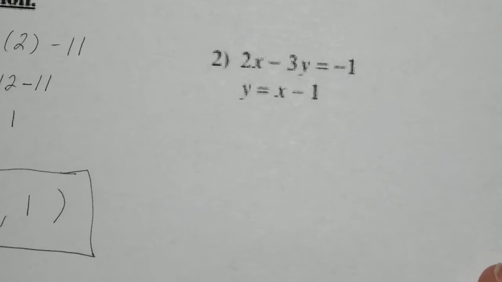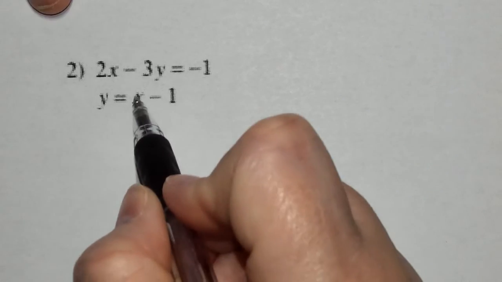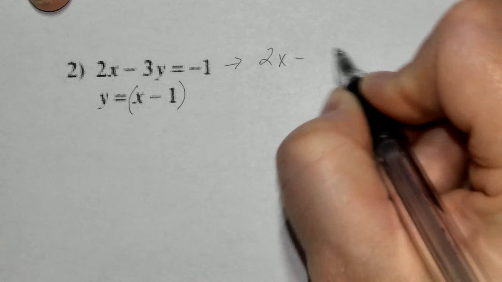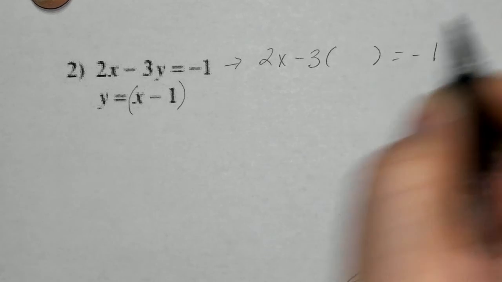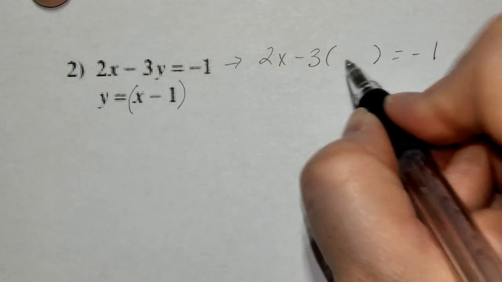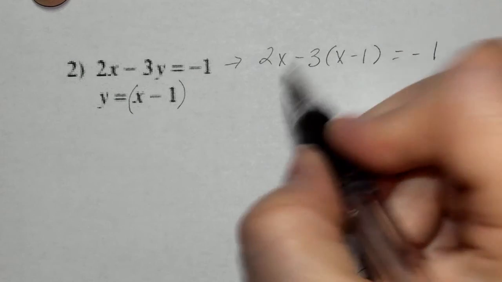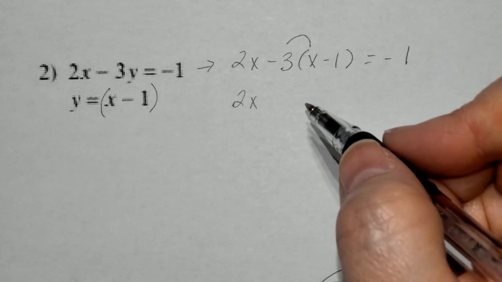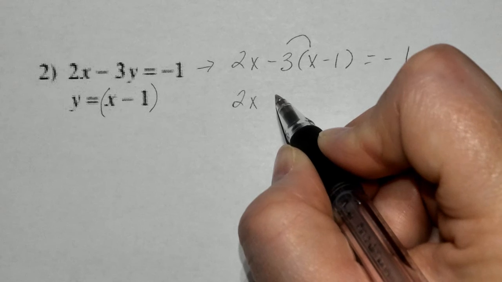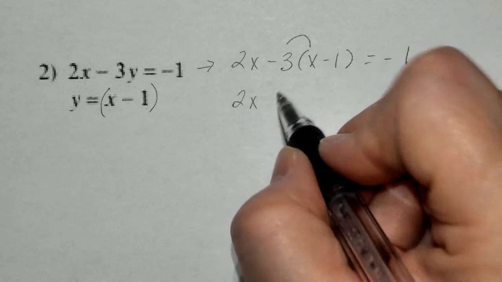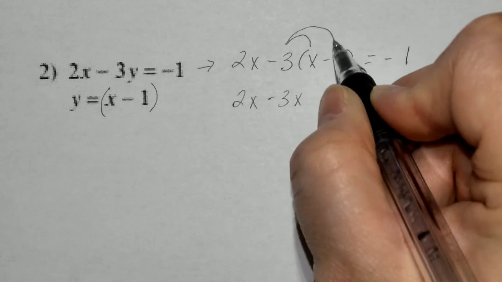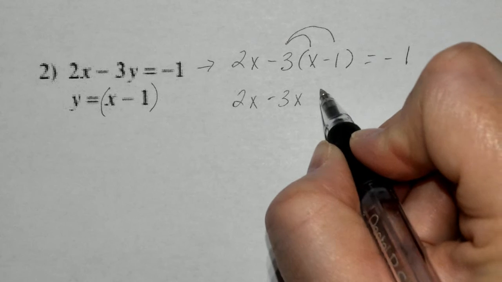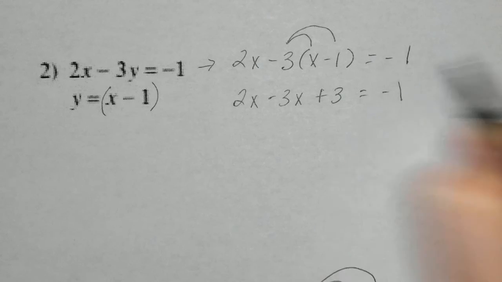All right, one more. This time, it's the second equation that's already solved for y, so this is what we'll plug in for y up here. So we've got 2x minus 3y equals negative 1. But I'm not going to put y, I'm going to put x minus 1 because that's what it equals. So when we distribute, negative 3 times x is what? Negative 3x. And what's negative 3 times negative 1? Negative 3. What's a negative times a negative? Positive. So positive 3.